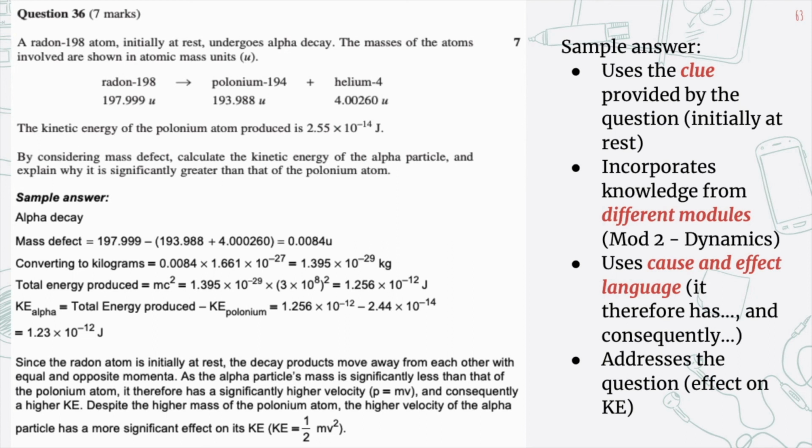So not only do we see the mathematics, the calculations there for mass defect, the conversions, and the calculation of kinetic energy, there is also reference to the question, which is the effect on the kinetic energy through our understanding of the Module 2 dynamics unit and how this all applies to this question.